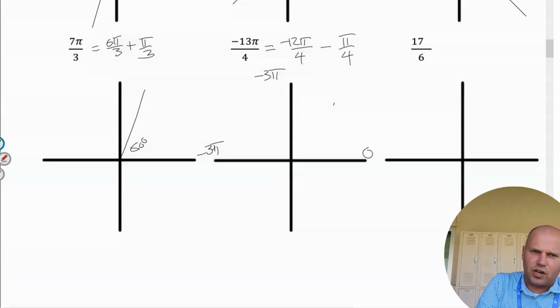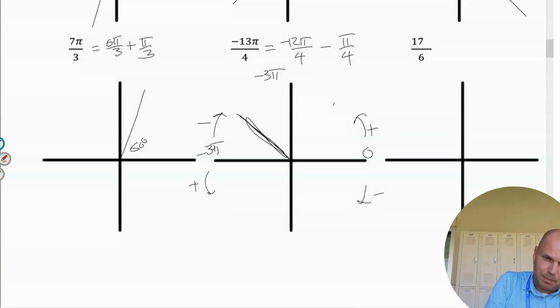Now, again, starting at 0, adding, subtracting angles. Subtracting a pi over 4 puts us right there. Trick.